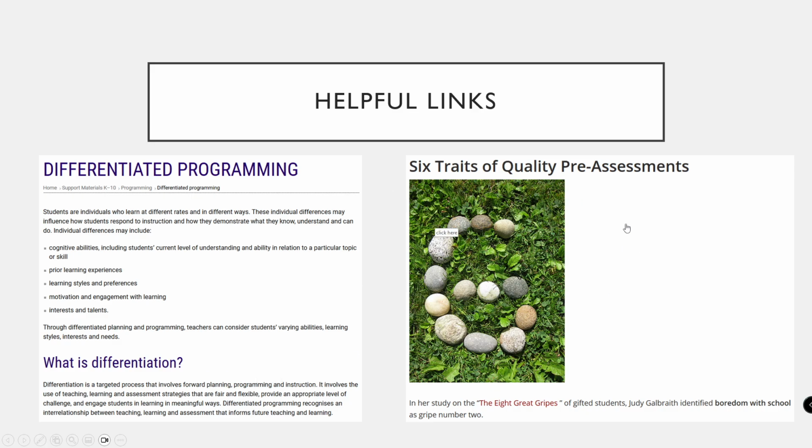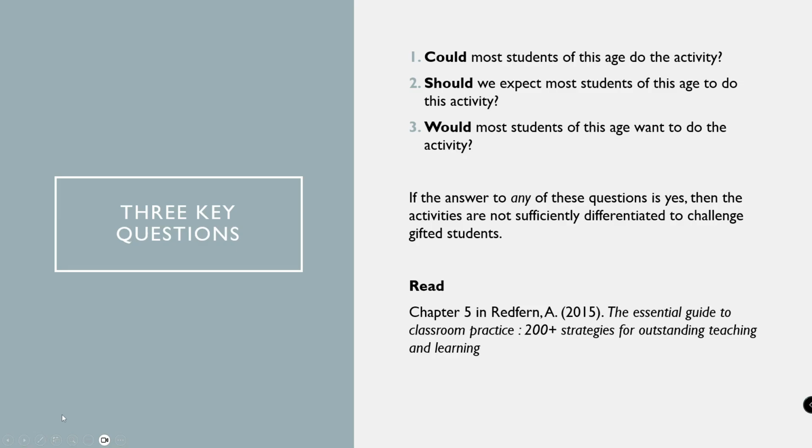There are some 6 traits on peer assessment. We've covered quite a lot of that as well. There are 3 key questions to think about when you think about differentiation assessment. Could most students of this age do the activity? Again, we won't always know that, but those examples that we got from Board of Studies give us some frame of reference here. You'll build that up through experience as well.